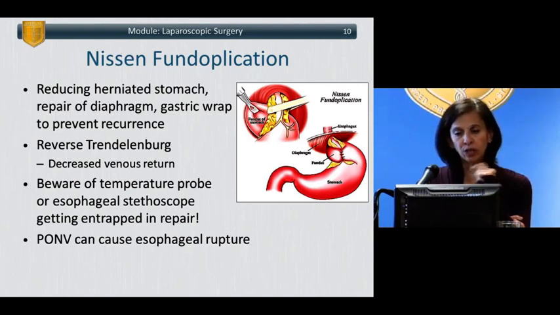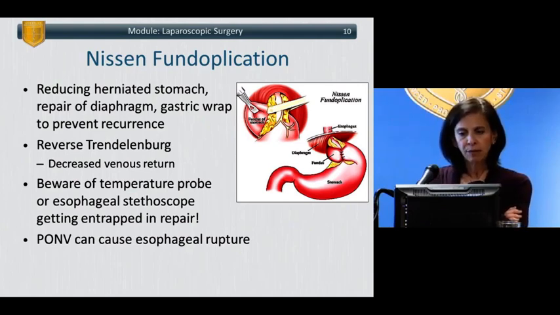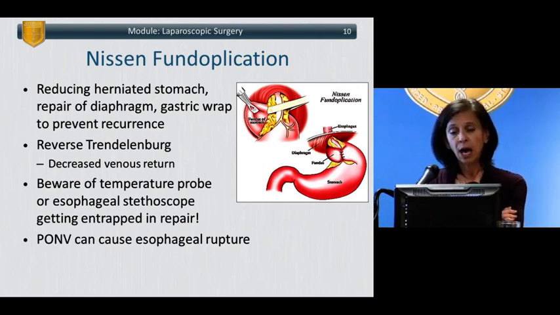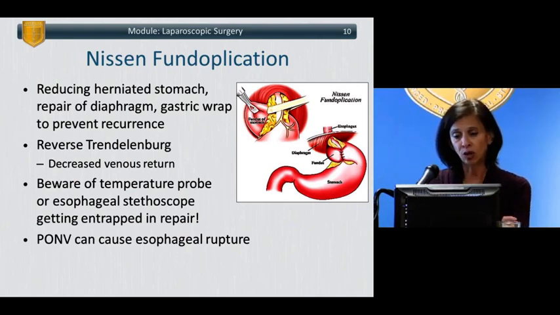Always beware that you don't want to leave the temperature probe or an esophageal stethoscope down there, because if they staple across it, then they may require an open resection to remove your probe, and neither the patient nor the surgeon will be very happy with that. Remember, postoperative nausea and vomiting can cause esophageal rupture or gastric rupture in these patients because they've just had surgery.